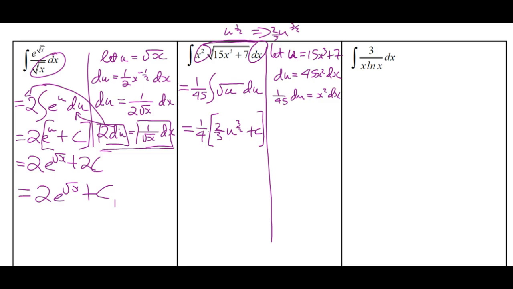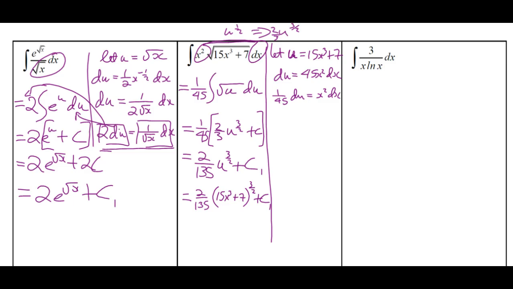Good. You guys are learning. Track mistakes early. Don't wait till the end. Okay, so that's 2 over 135 u to the 3/2 plus c1. Some different constant, which is 1 45th of whatever your original constant was. Except we're not done, because it's not u. It's 2 135ths 15x cubed plus 7 to the 3/2 plus c1.